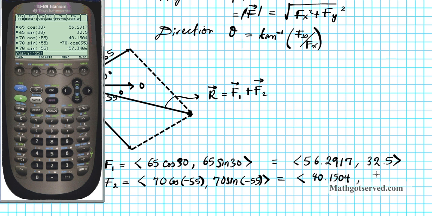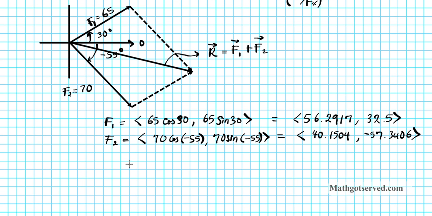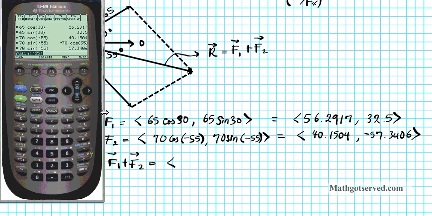So to find that out, we're going to do 56.2917 plus 40.1504, and we have 96.4421. Let's write that down. 96.4421. That's the x component of our vector.